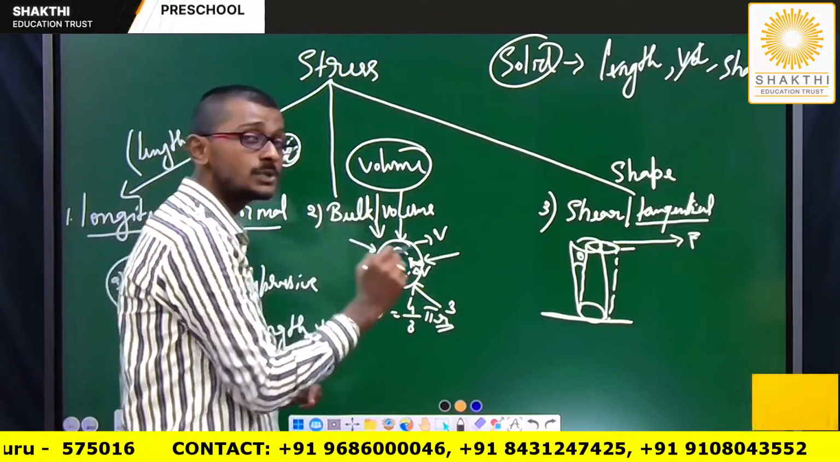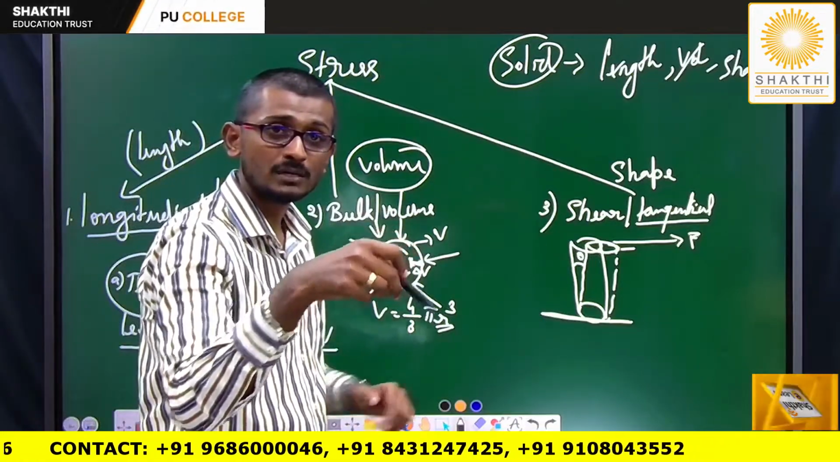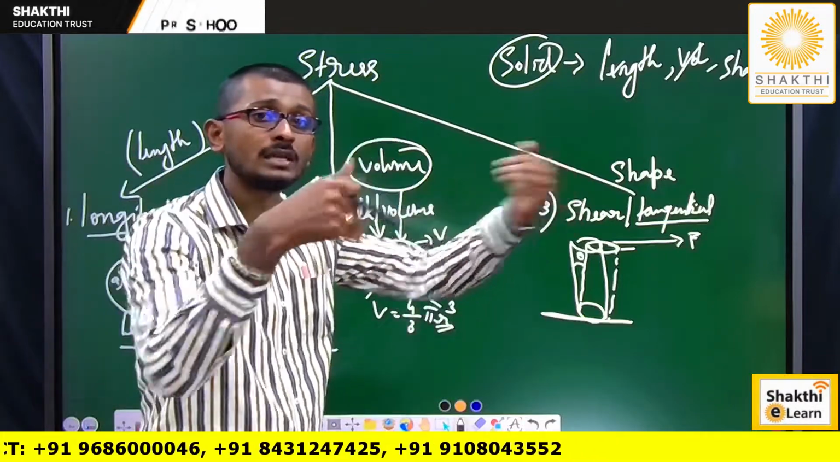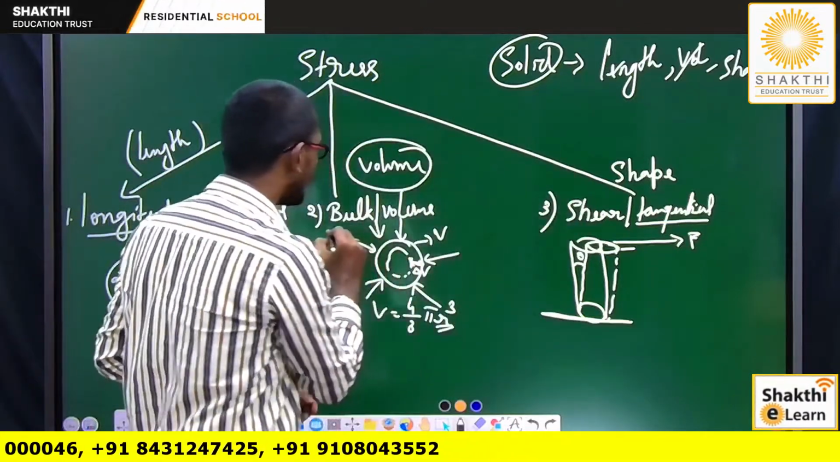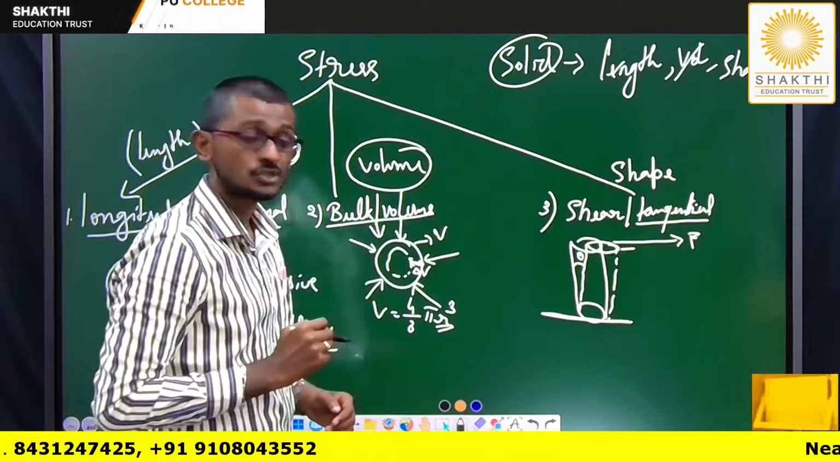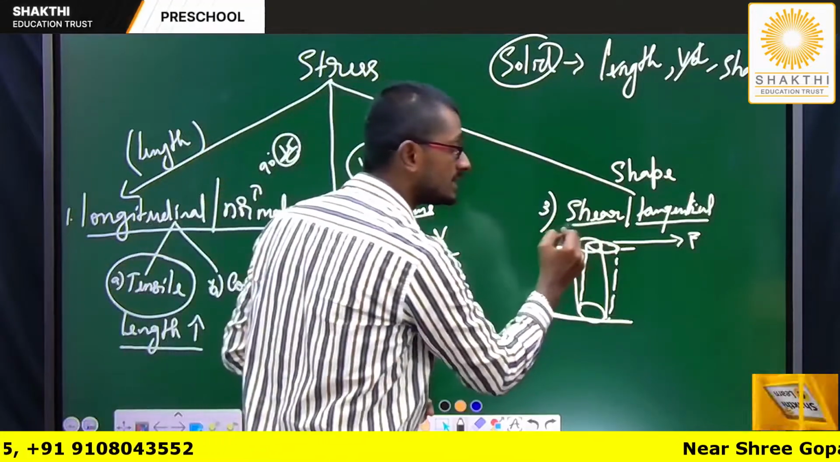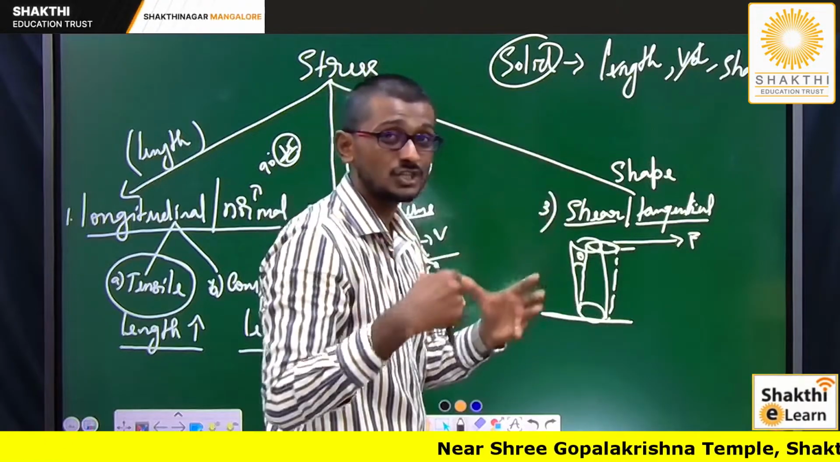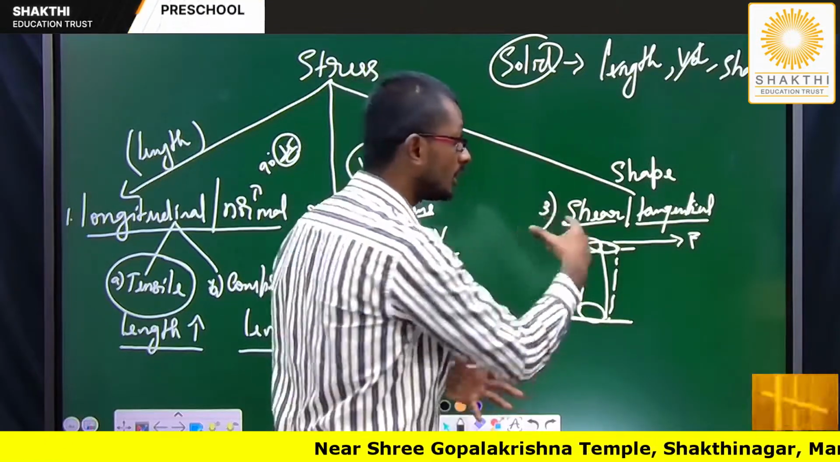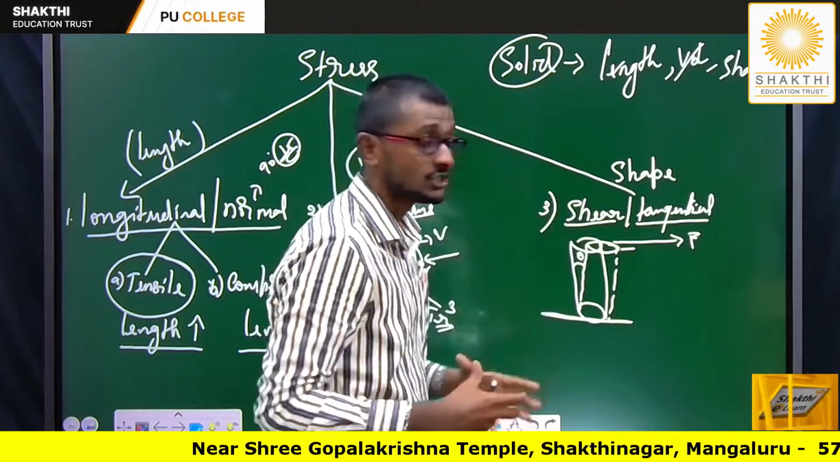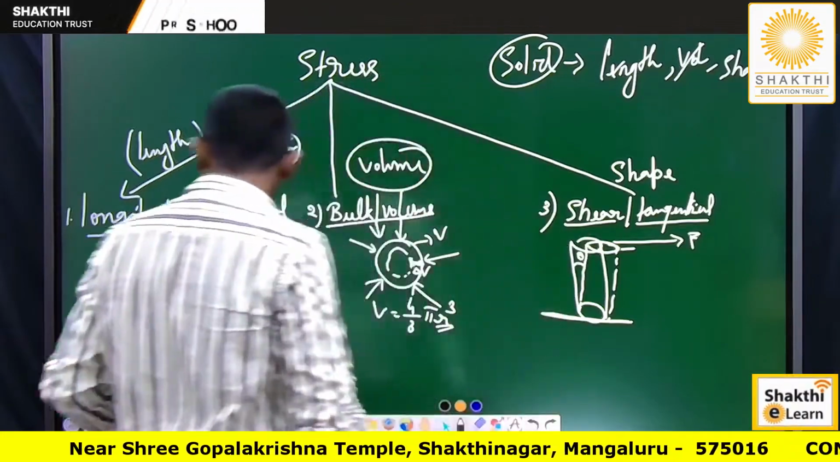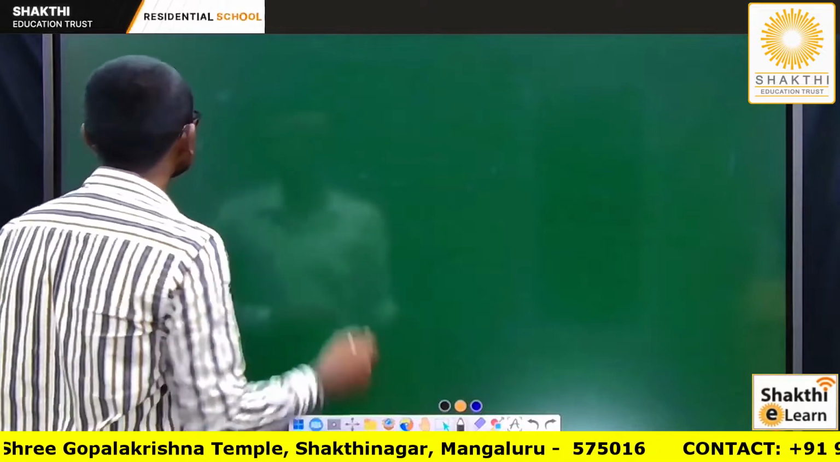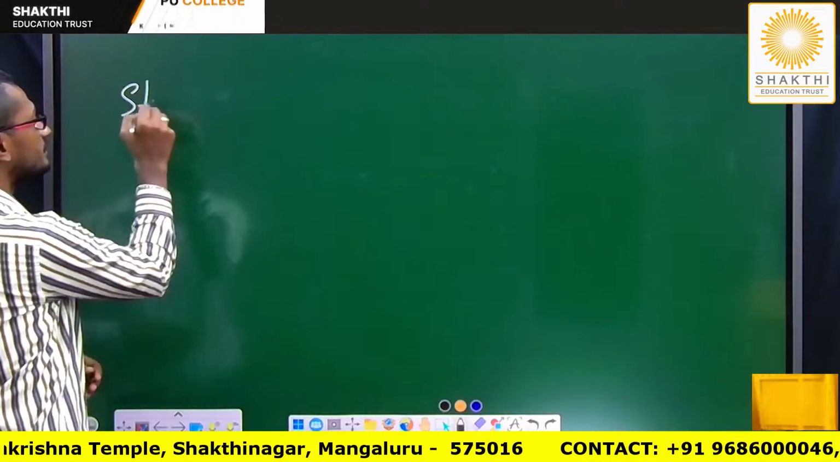So next one is bulk. It mainly deals with the volume. Clear? That means the force is acting from all the direction. Clear? That's called volumetric or the bulk stress. Next one is shear, which changes in terms of shape. That means the force is applied to the top face tangentially on the body. It's called a shear or the tangential stress. Clear? And the next concept is, that is strain.